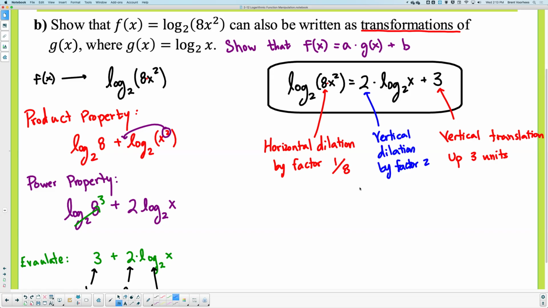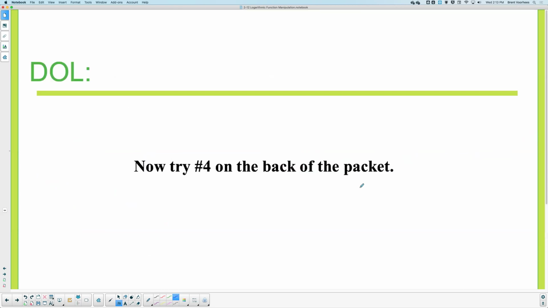Okay. I walked through twice how you can transform equations and solve with them. I want you to try DOL number 4.